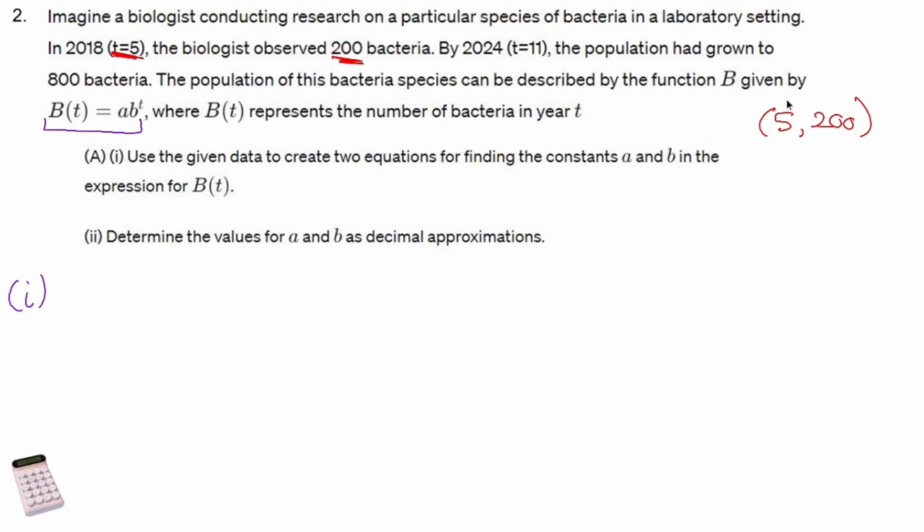So using that information where 5 represents T and 200 represents B of T, I can come up with the equation. Instead of B of T equals A B to the T, I can substitute B of T with 200. A is I don't know, B is I don't know, and T can be 5. So that's one equation. Now, if you think you know what's going to happen next, you're probably right. We have another coordinate that's 11 and matches up with 800. So I have 11, 800, and that gives me the equation: replace B of T with 800, A is I don't know, B is I don't know, and replace T with 11.